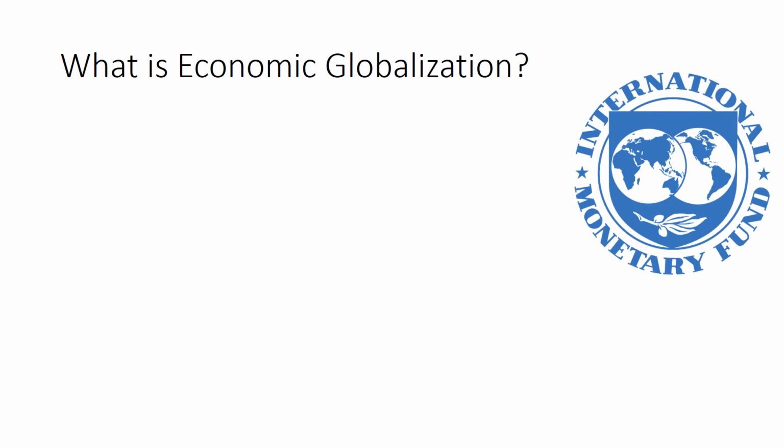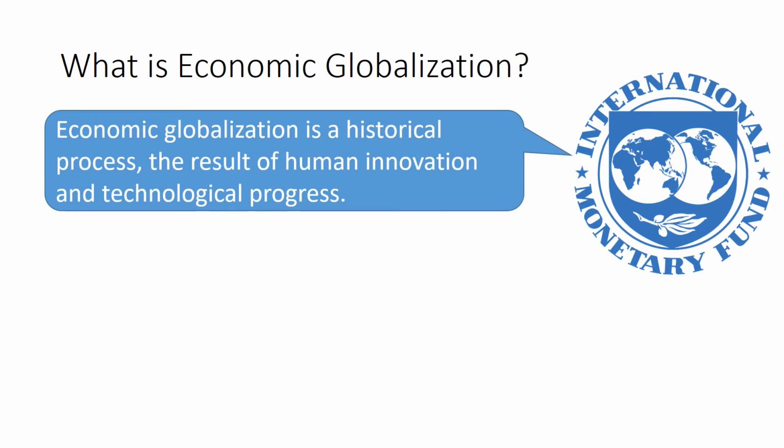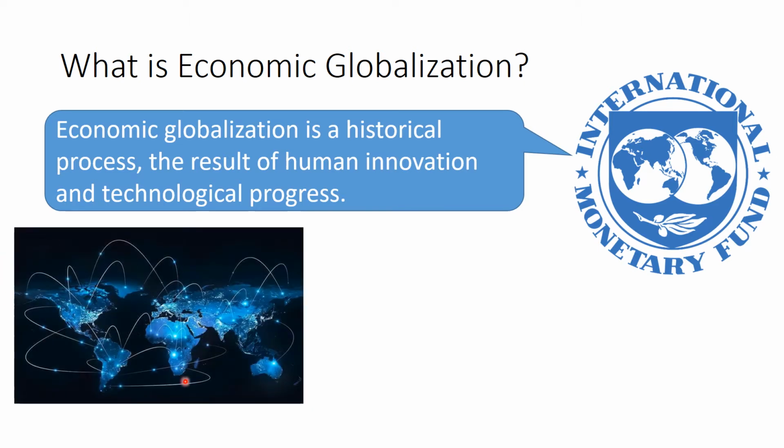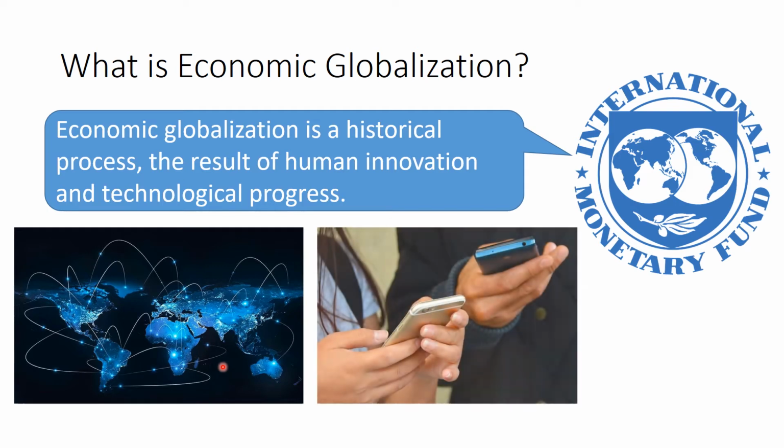So what is economic globalization? According to the International Monetary Fund, or IMF, it is the historical process resulting from human innovation and technological progress. So whatever happens in the US also affects us. For example, if they invented the smartphone, it doesn't take several years before that same iPhone unit arrives on our shores. It's instantaneous because we are already connected to one another, and ideas from other parts of the world come here because of globalization. That's one of the advantages of the world we're living in now.